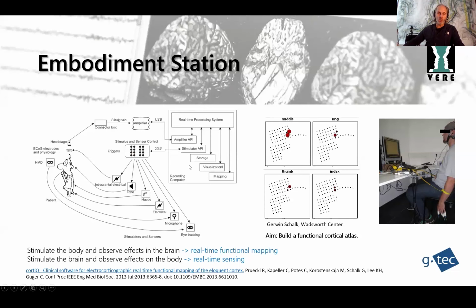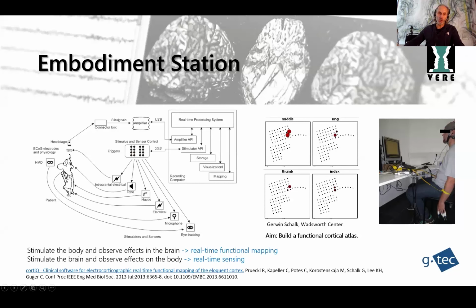This environment was also able to control intracranial stimulators to produce audio stimulation, haptic stimulation, electrical stimulations of the periphery, and we were also able to record, for example, with microphones or with eye trackers, body movements. The idea was to ask the patient to do different things, and then we are recording here to learn where these things are represented in the cortex and vice versa.